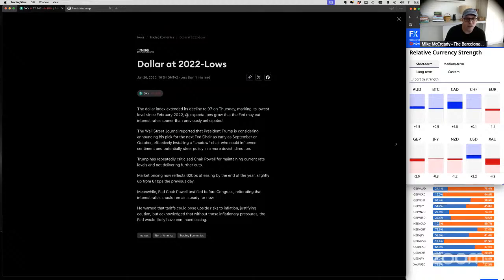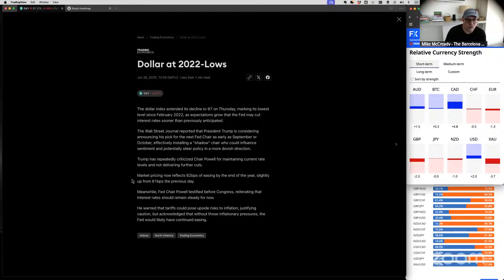The dollar index extended its decline to 97 on Thursday, marking its lowest level since February 2022, as expectations grow that the Fed may cut interest rates sooner than previously anticipated. Wall Street Journal reported that President Trump is considering announcing his pick for the next Fed chair as early as September or October, effectively installing a shadow chair who could influence sentiment and potentially steer policy in a more dovish direction. That's not good. Shouldn't have a shadow chair.